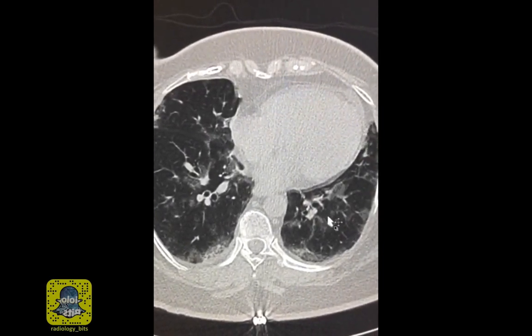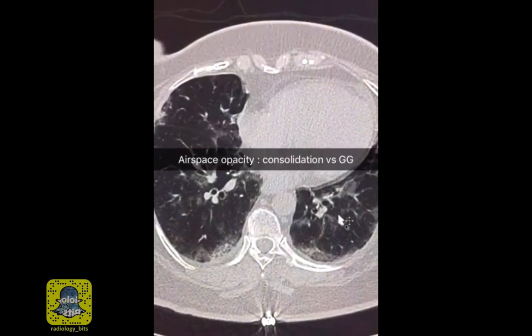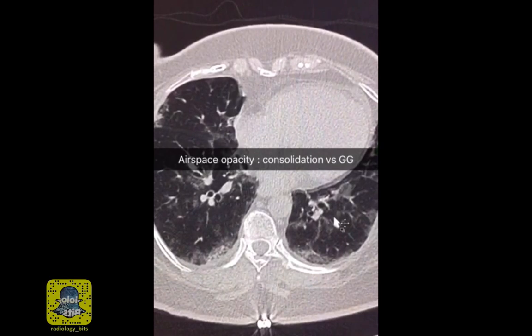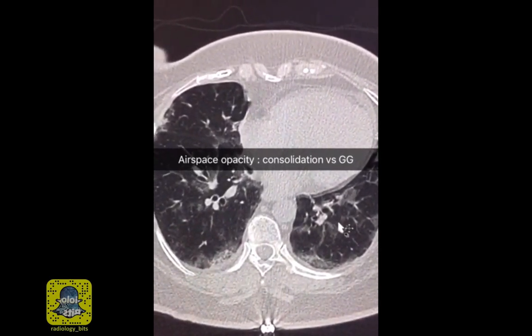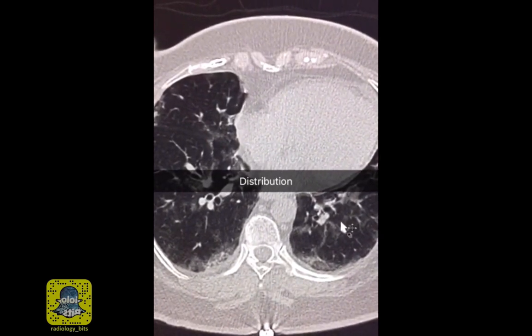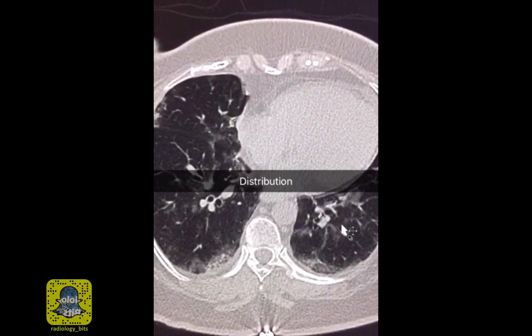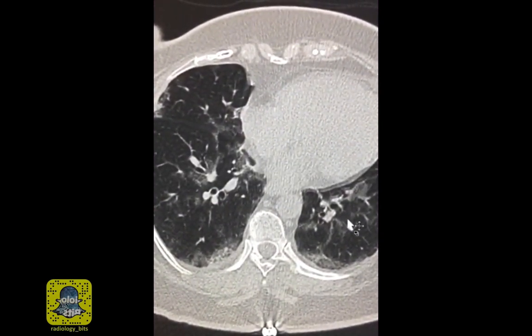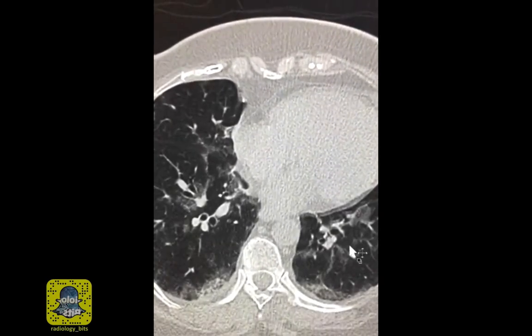Let's revise what we learned today with a few concepts that are good for both seniors and juniors. First, an airspace opacity is increased lung density. If it obscures the underlying lung marking, it's a consolidation. If it does not, it's ground glass. Second, when you have an abnormality in the lung, decide on the predominant distribution. Is it unilateral versus bilateral? Is it upper versus lower? And is it central versus peripheral?